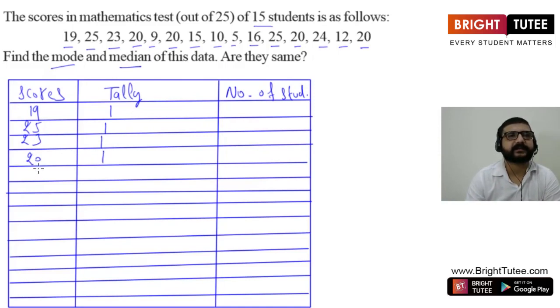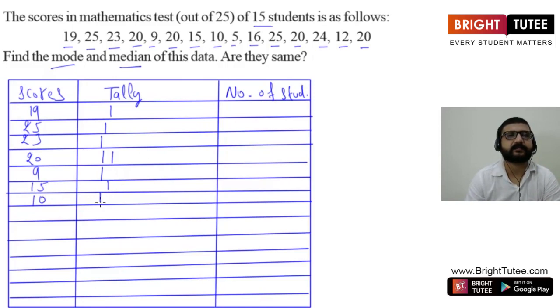And then we have 9. One tally bar in front of 9. And then we have 20 again. Now as we can see, we have already written 20 here, so no need of writing it again. Just mark one tally bar in front of 20. And after 20 we are having 15. We have not written 15 yet, so we will write it here and we will mark one tally bar in front of 15. And then we have 10.